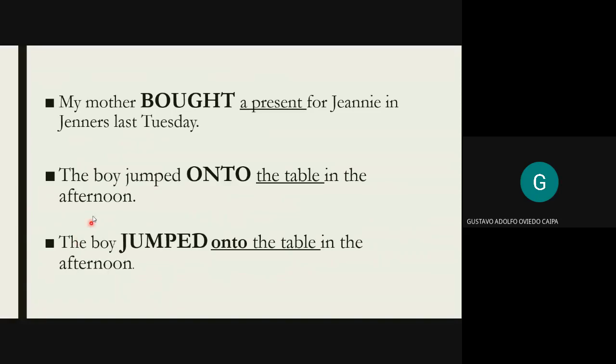All right, so in the case of these sentences, my mother bought a present for Jeannie in January last Tuesday. We're going to take the same sentence from before. If we analyze this sentence from this section, only from the verb onward, the only element right here that is a complement, that is obligatory, would be a present. If you eliminate a present, then you would lose grammatical correctness. Basically, the sentence is not going to make sense if you eliminate a present in the case of this sentence.